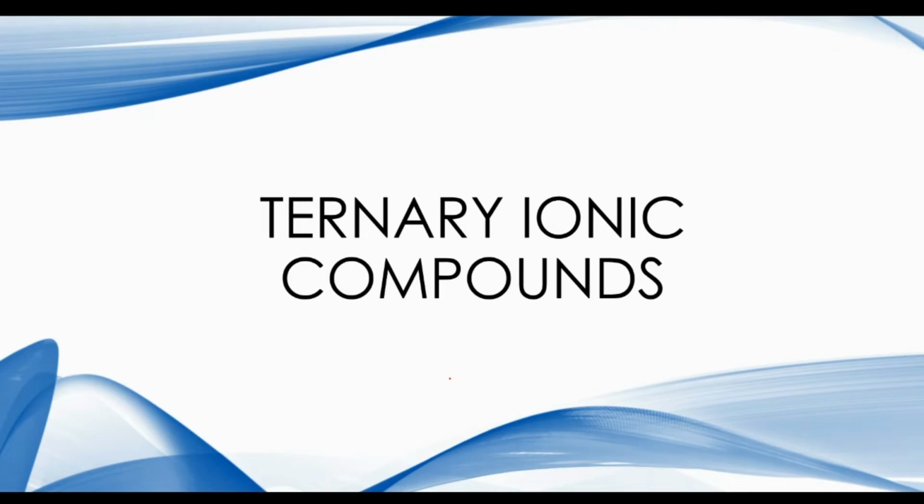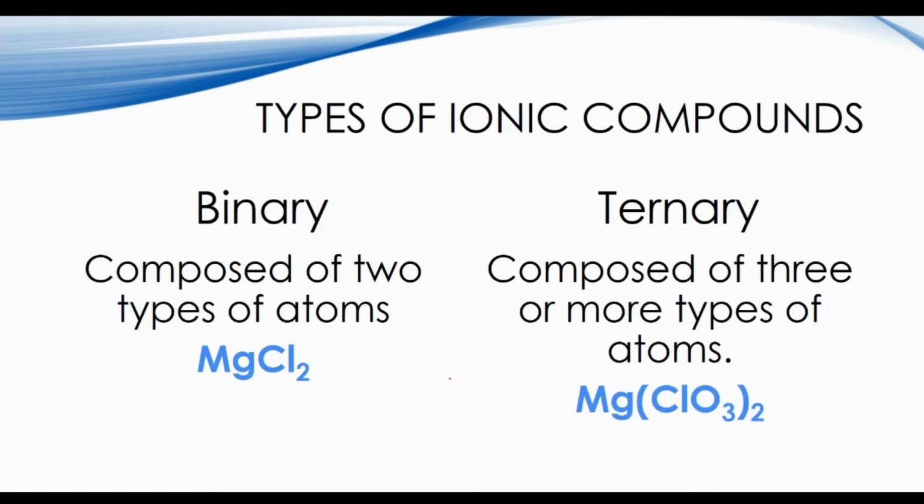Guys, in this video we are going to learn about ternary ionic compounds. As a reminder, a binary ionic compound is one that is composed of two types of atoms. Here on screen we have magnesium and chlorine, so that is two different types of atoms. That counts as binary. For ternary, we are talking about the composition of three or more types of atoms.